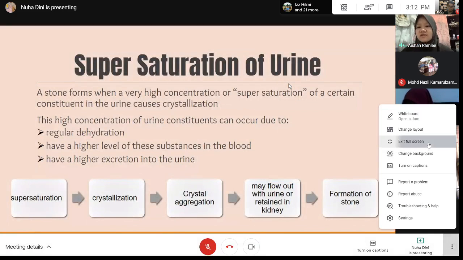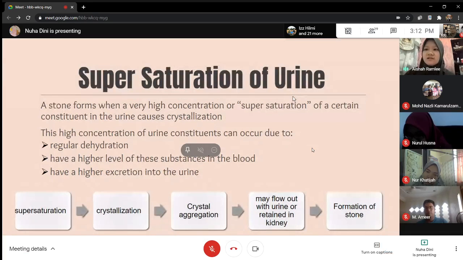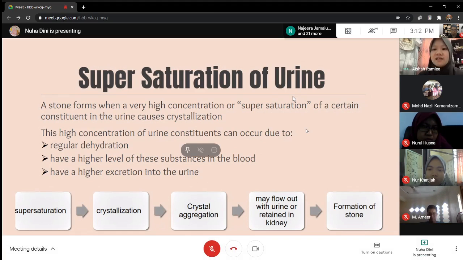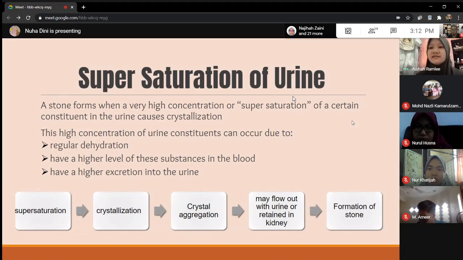Supersaturation of the urine is the most important cause of stone formation. When there is an increase in urine concentration of stone constituents like uric acid, calcium, and oxalate, it will exceed the solubility in the urine and cause crystallization and then crystal aggregation. It may flow out with the urine, or it will be retained in the kidney and cause aggregation, forming the stone.